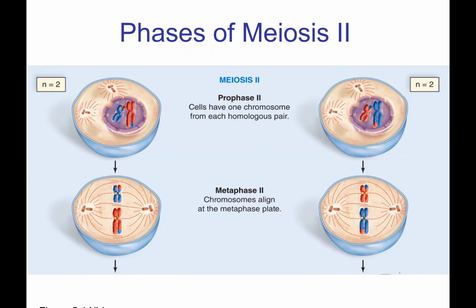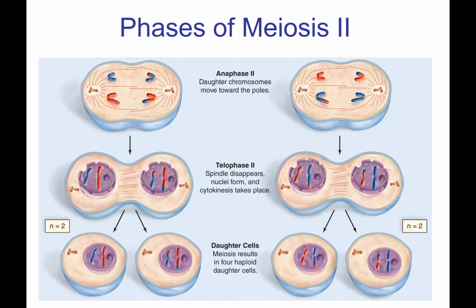Okay, so in meiosis 2, we're already at N because meiosis 1 went from 2N to N. So meiosis 2 is just going to go from N to N. In prophase 2, our nuclear envelope is going to disappear. We have our centrioles forming. Metaphase, they line up in the middle. Anaphase, they pull apart.